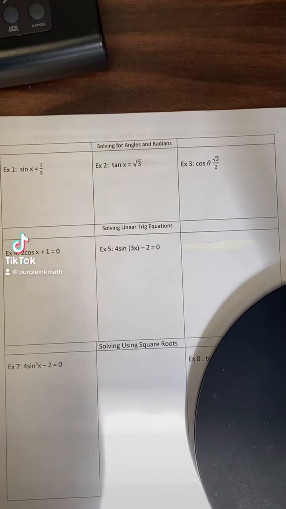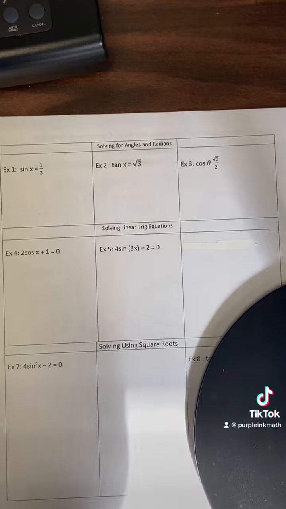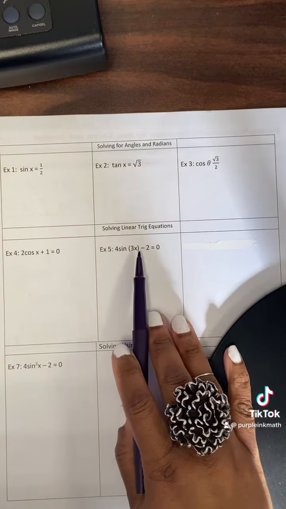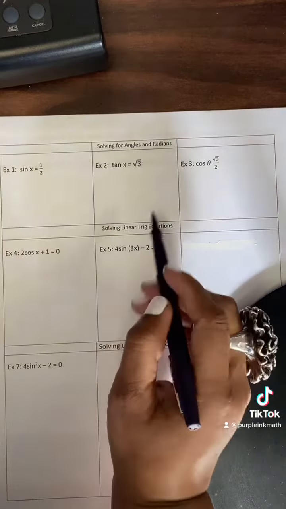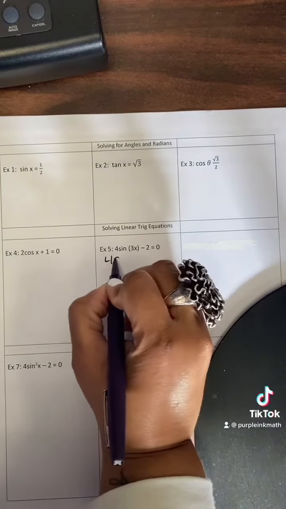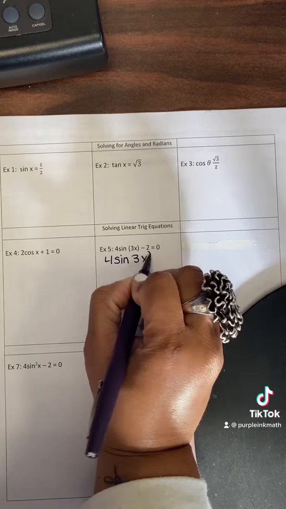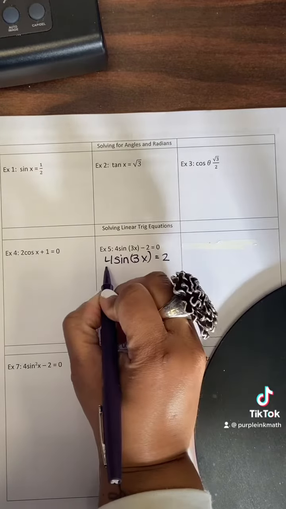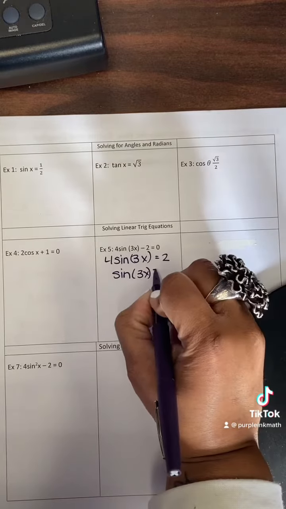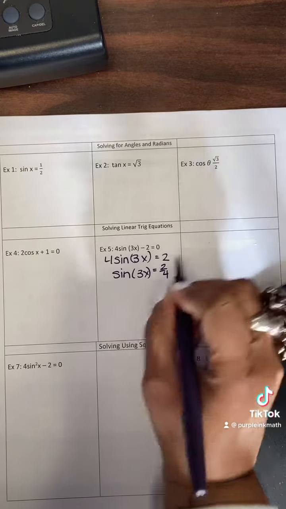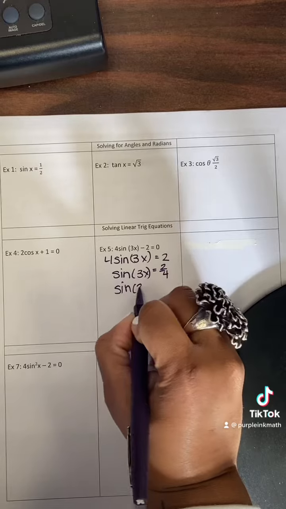Here's an example of solving a trig equation when we have a number in front of the variable. So I'm going to solve this like a normal linear equation. I'm going to add 2 to both sides. I'm going to divide by 4. Now, when I divide by 4, that 2 over 4 we can reduce.